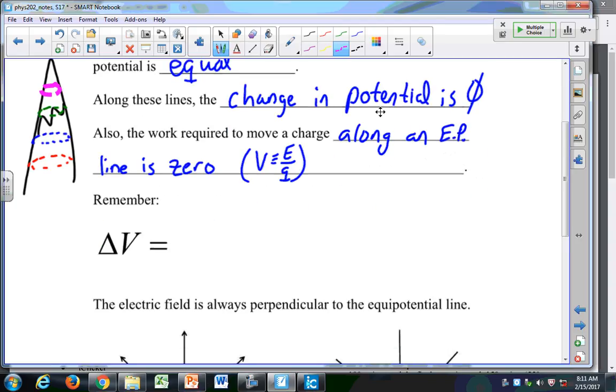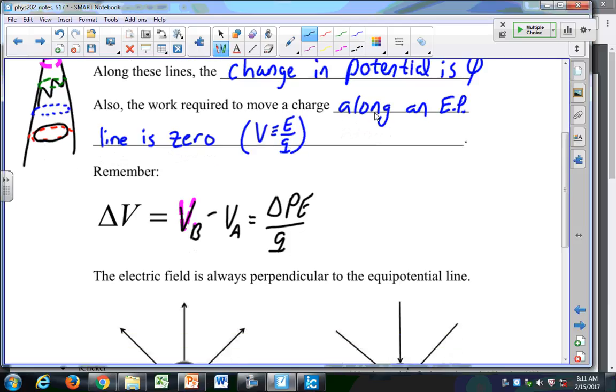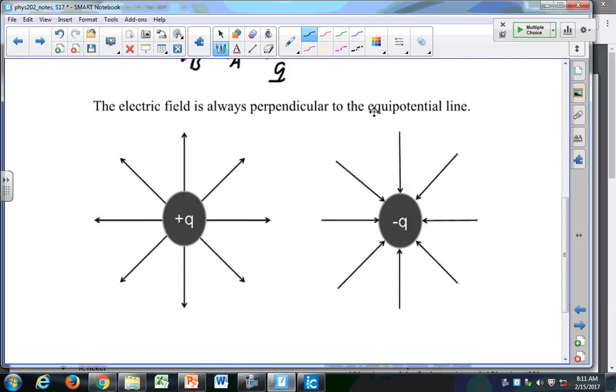And just remember our basic definition that a change in potential, VB minus VA, between two positions, is equal to my change in potential energy divided by Q. And so if I'm staying along the same line, I have no change in potential energy. The electric field is always perpendicular to the equal potential line. You might see a question like this in the exam. You might just have a multiple choice question.